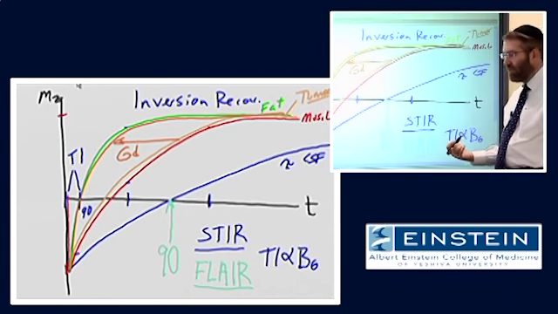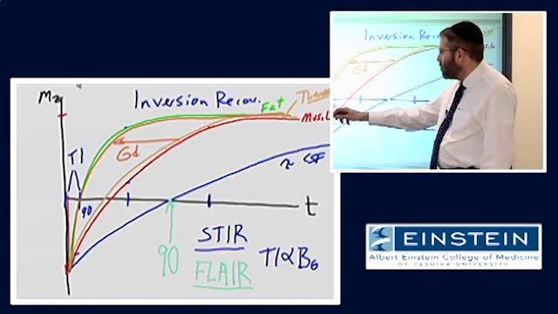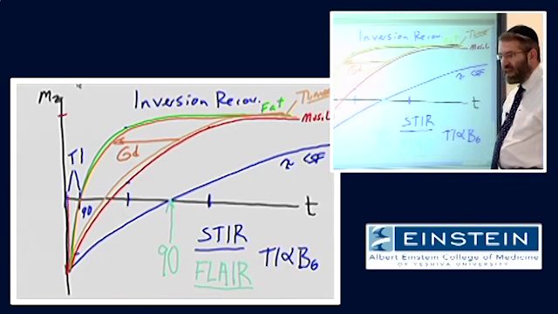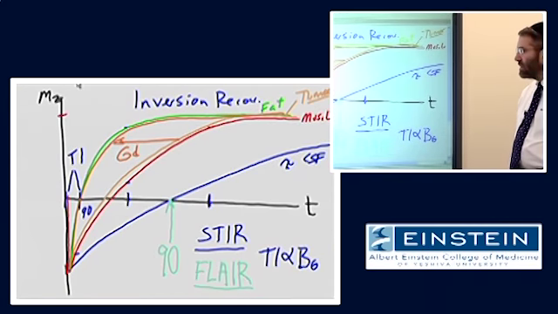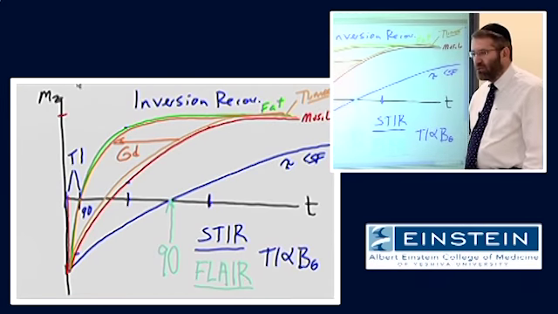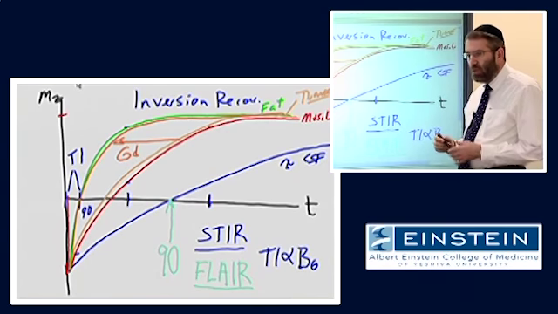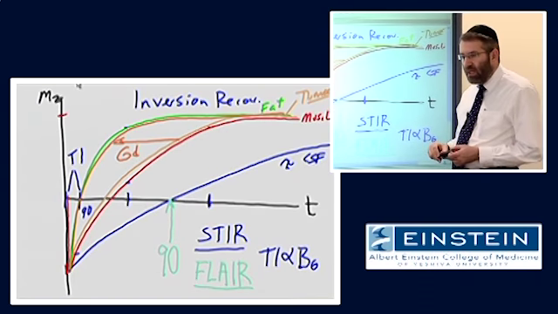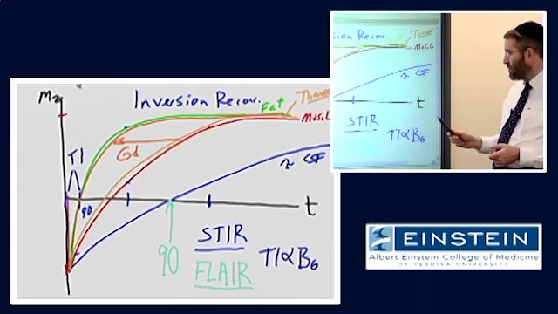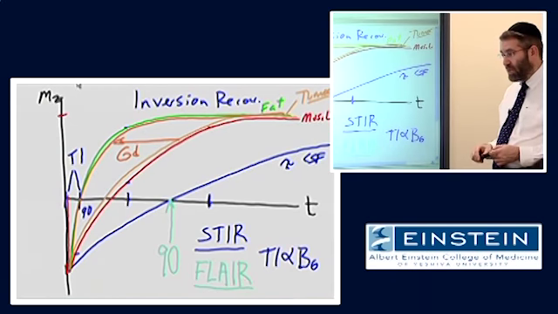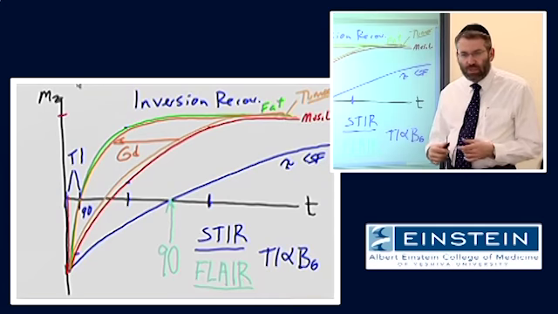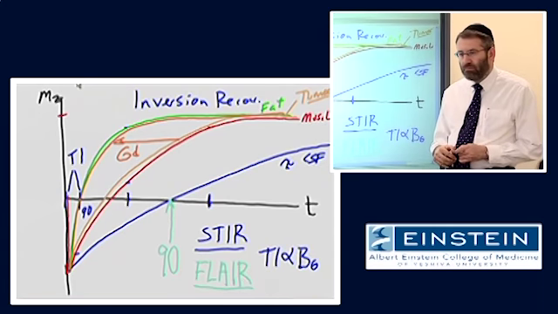We'd like to get rid of that fat signal. This is a way to eliminate signal from fat, but is not a good idea if you're using a contrast agent. So we're going to have to go on and look at other ways to potentially suppress fat if we want to use contrast. But this is inversion recovery imaging. That's really all there is to it. Any questions about this?